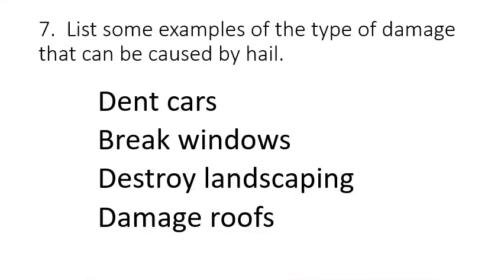So question number 7 lists some of the examples of the type of damage that can be caused by hail. Dents on cars, breaking windows either on your house or on a car, destroying landscaping or your lawn, and first and foremost is damaging the roofs. That's how it's going to impact you more personally necessarily than the others.